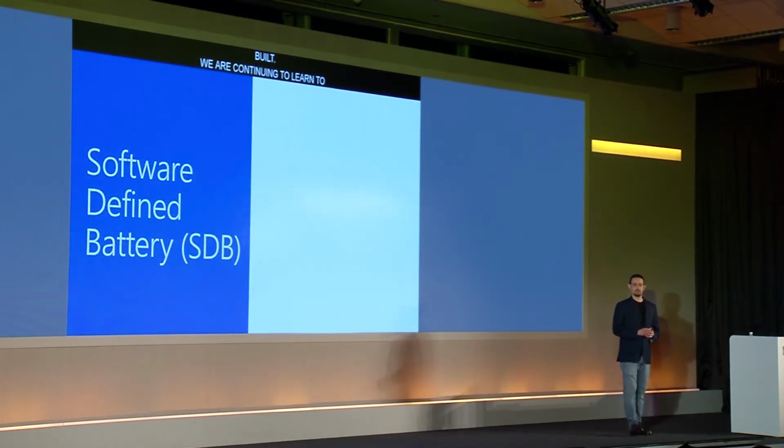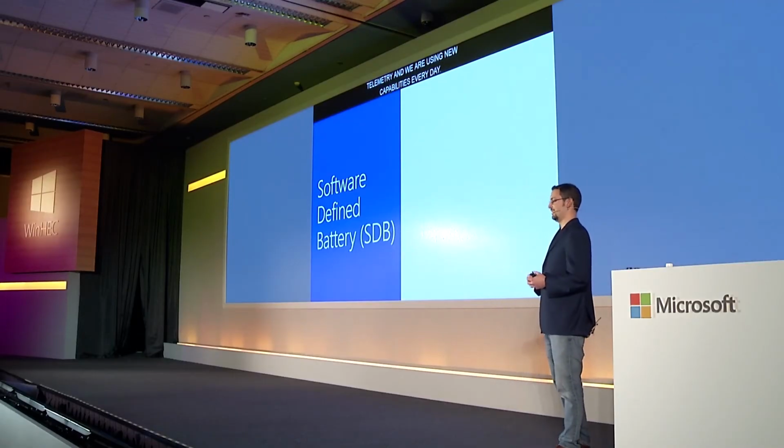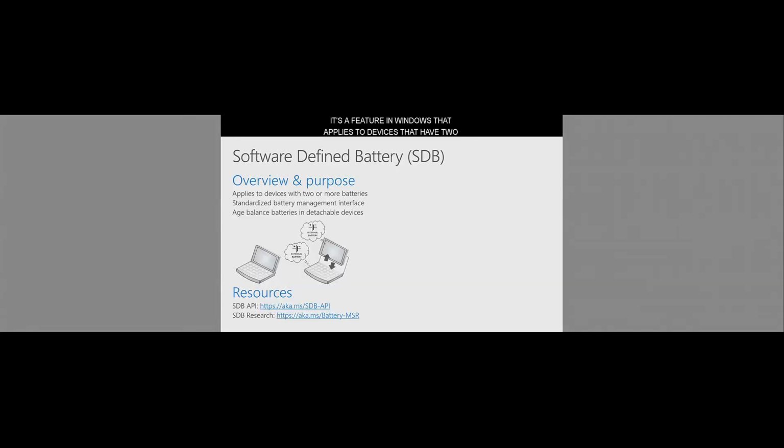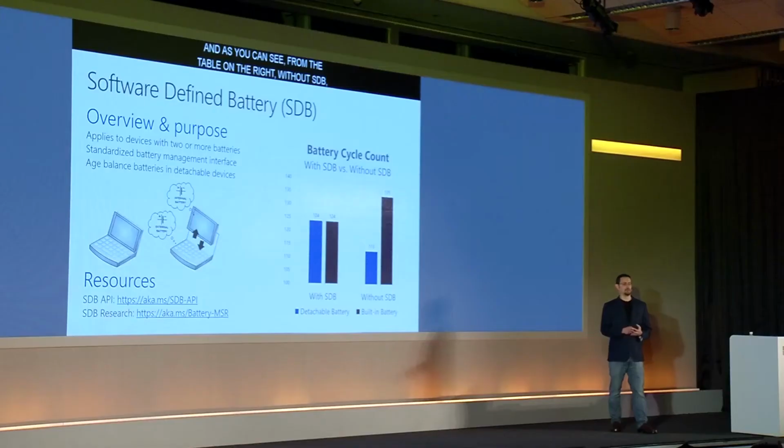Let's move on to the next Windows power-saving feature called software-defined batteries, or SDB for short. This is a feature in Windows that applies to devices that have 2 or more batteries. The SDB implementation in Fall Creators Update provides a standard battery management interface for autonomous and non-autonomous charging tasks. SDB also offers a simple solution for age balancing batteries. As you can see from the table on the right, without SDB, the internal battery ages at a faster rate than the detachable battery, reducing battery life in the long run.